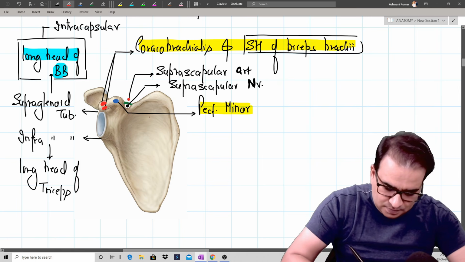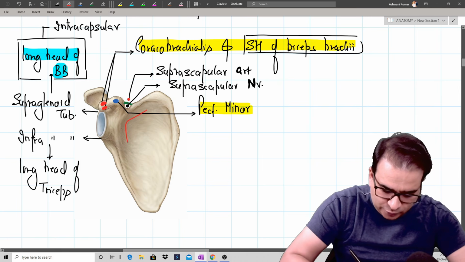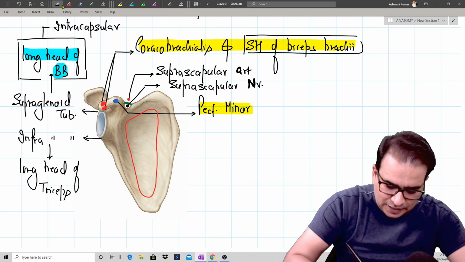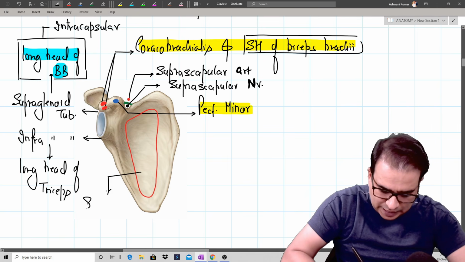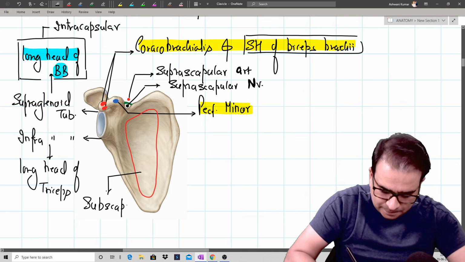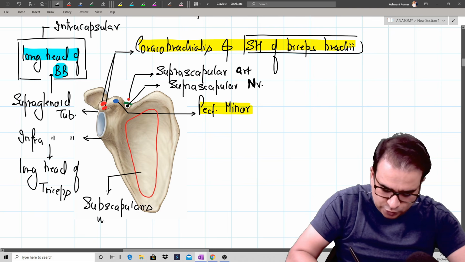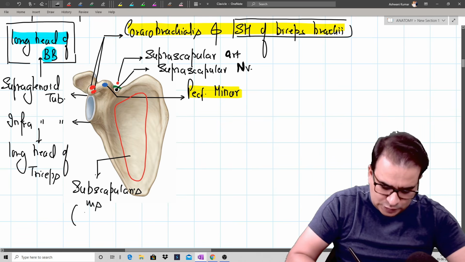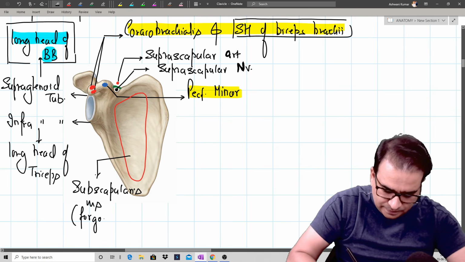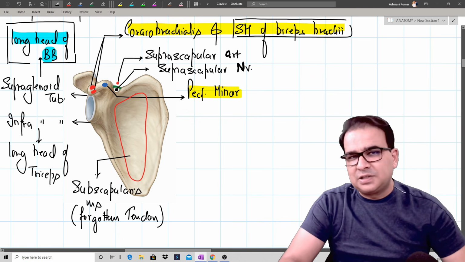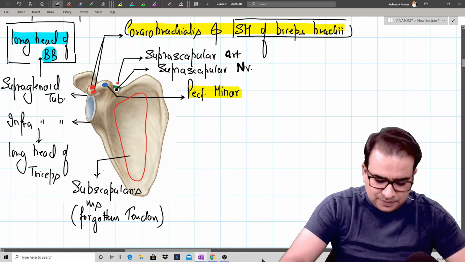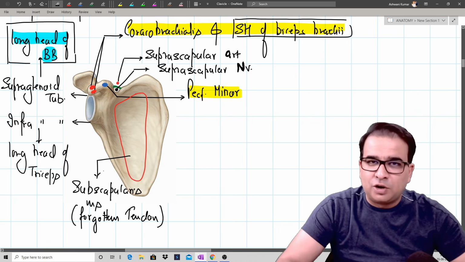This fossa here, guys, the subscapular fossa, as the name suggests, the medial 2/3 of this subscapular fossa is giving origin to the subscapularis muscle. It's the origin of the subscapularis muscle, and clinically this subscapularis tendon is also called a forgotten tendon. They might ask this. They've asked this question earlier also. The tendon of this muscle is called a forgotten tendon.